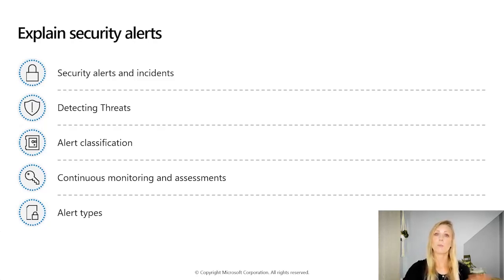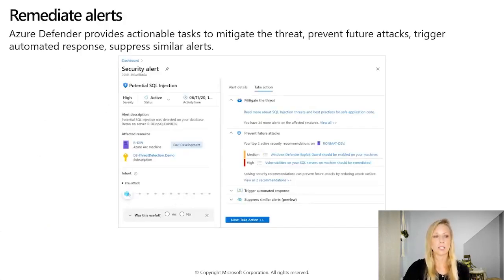Now that we've talked a little bit more about what security alerts are and how they work in Azure Security Center and Azure Defender, I'd like to talk about how we remediate these alerts in Azure Defender. Whenever you are in the Azure Defender Security Center portal, you will receive this actionable list of tasks to mitigate the threat, prevent future attacks, trigger automated responses, and even suppress similar alerts. So whenever you access the security alert page, you'll see high-level information about the security alert.